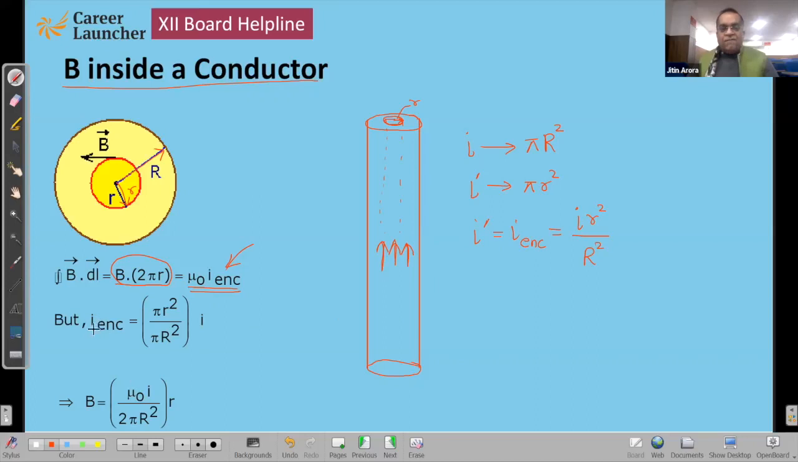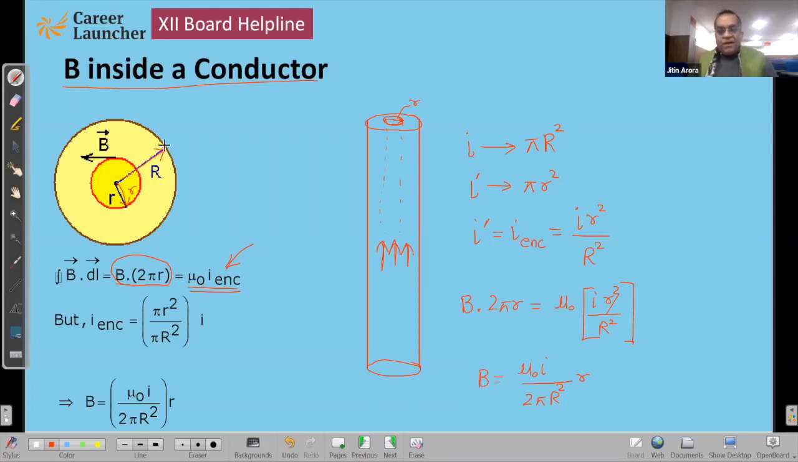So if this is the value of I enclosed that I get, then B is equal to, अब जब मैंने इंटीग्रेशन किया तो मेरे को मिला B into 2 pi small r is equal to mu naught times I small r square upon capital R square. So from here we get B as mu naught I upon 2 pi R square multiplied with small r. That's the answer. Right? So I think all of you understood. In case you want to take a minute to note it down, please do that.